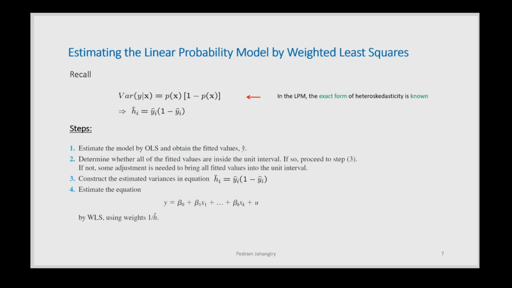So what is the example? The example was our, let's say, linear probability model. We knew the exact form of heteroskedasticity. As I said, it's going to be p(x) multiplied by 1 minus p(x). And what is p(x)? P is the probability of success. Basically, it's my y hat.